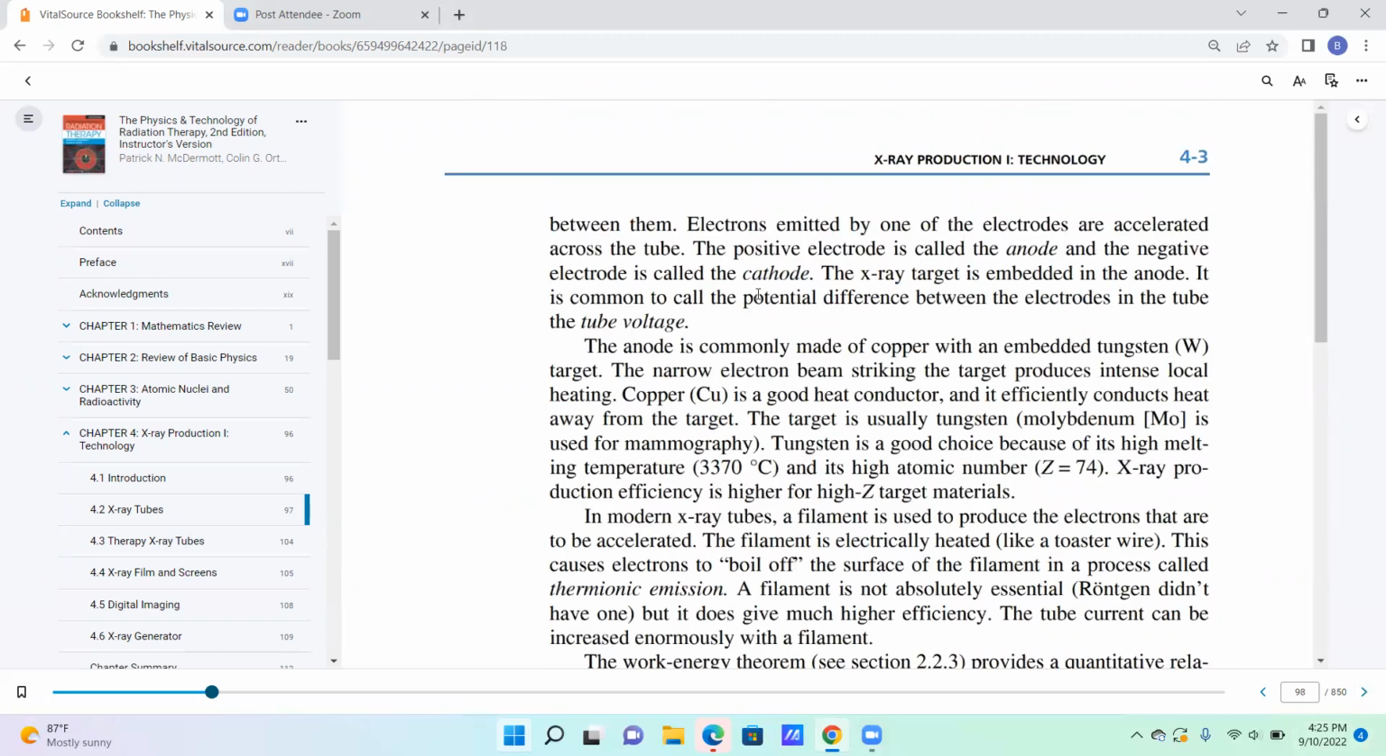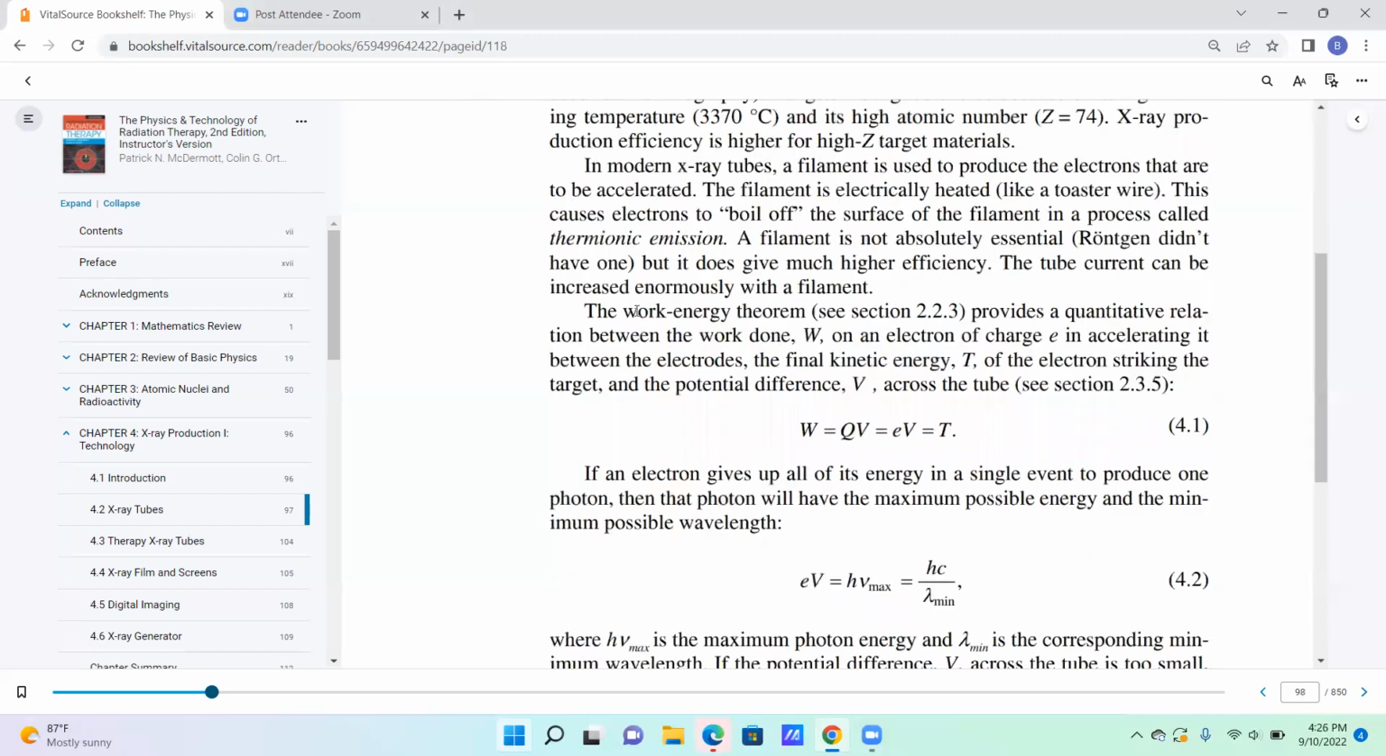So you can see more discussion about this. The cathode is the side that's going to release the electrons, and the anode is going to receive them. You can see here from the work energy theorem that we have a quantitative relationship between the work done on an electron of this charge when you accelerate it between the electrodes. The final kinetic energy is going to be the amount of work that is done on that particular charge, which is going to be the same as the charge multiplied by the voltage. And so the charge here, of course, being e multiplied by the voltage, electron volts, this is going to be energy.